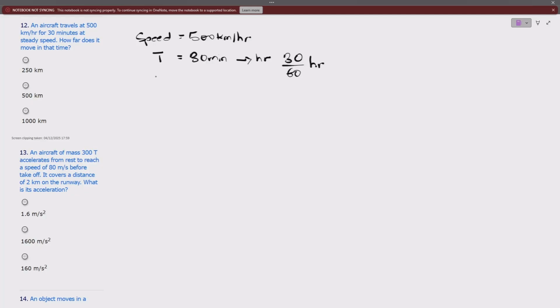And the question is looking for distance. Since we know speed equals distance over time, distance equals speed times time.